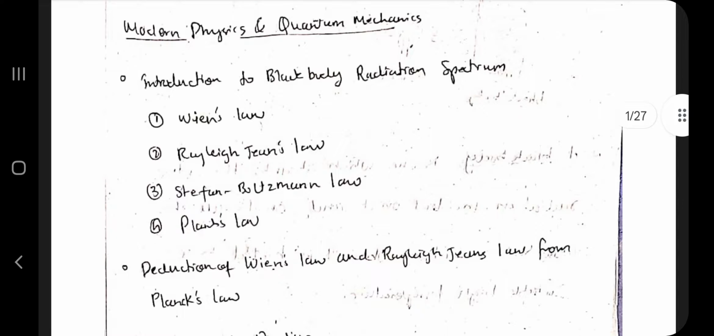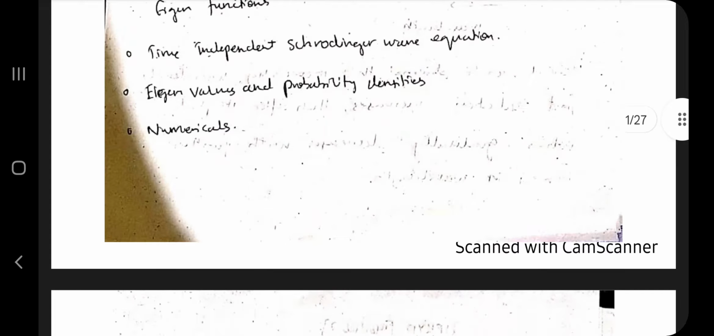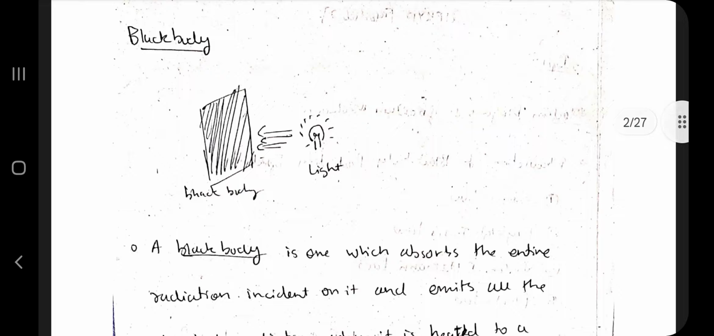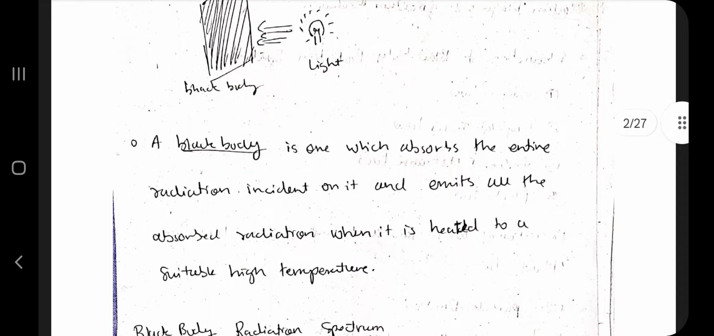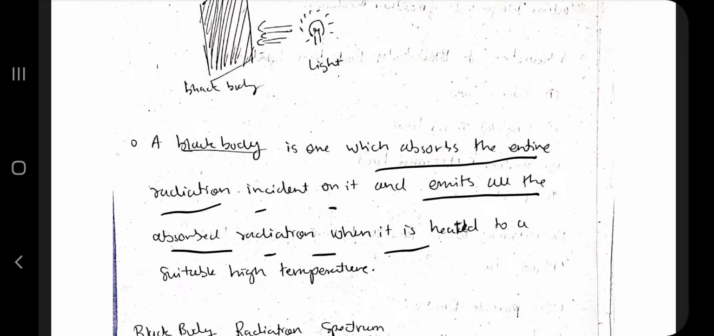Firstly, we have the topic which is blackbody radiation. There are 4 laws under it which we'll be discussing now. So basically, what is a black body? If there is light here and there is a black-colored body here, whatever radiation comes from the light will be absorbed by the black body, and if we heat this black body, the radiation will be emitted. That is known as the black body, which absorbs the entire radiation incident on it and emits all the absorbed radiation when it is heated to a suitably high temperature.